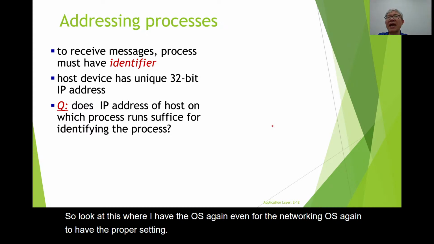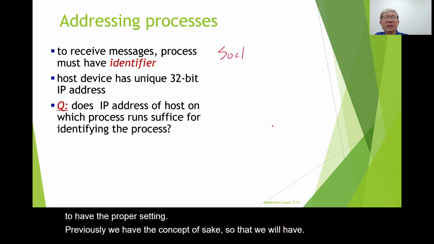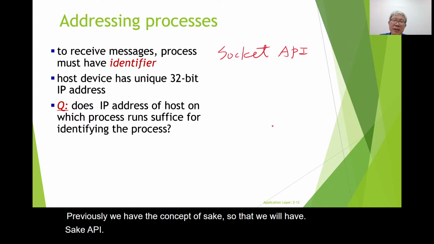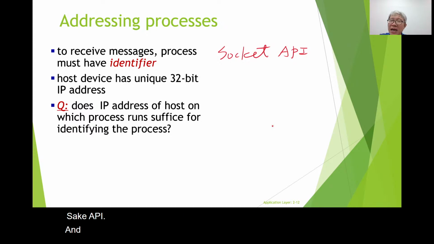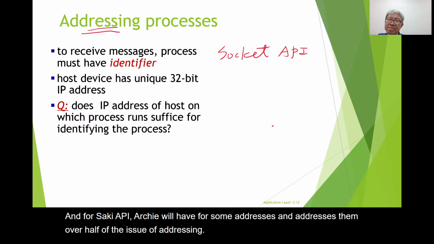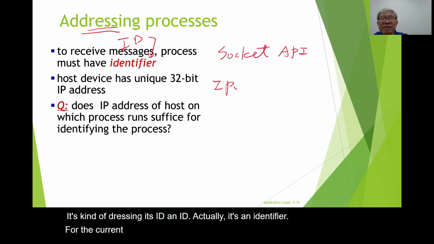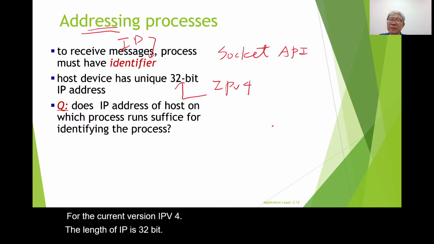Previously we had the concept of socket, so that we will have the socket API. And for the socket API, we will have some addresses, and addresses bring the issue of addressing. This kind of addressing is an ID, and an ID is an identifier. For the current version, IPv4, the length of an IP address is 32 bits. 32 bits, and then we have the IP address.